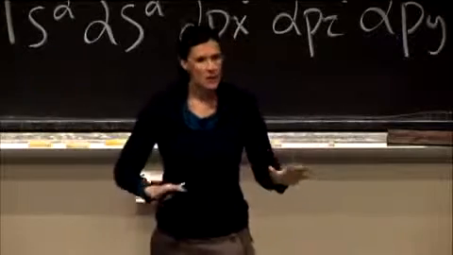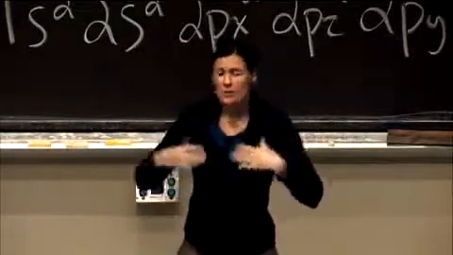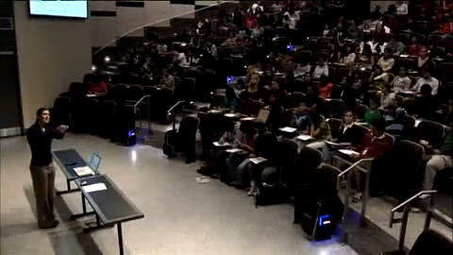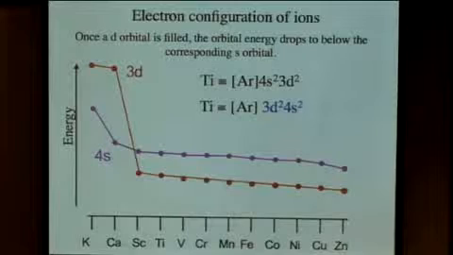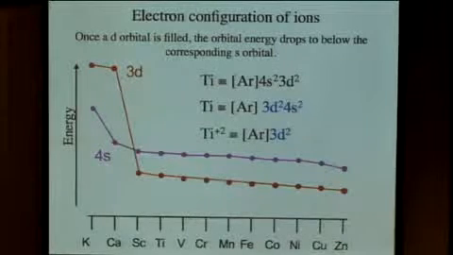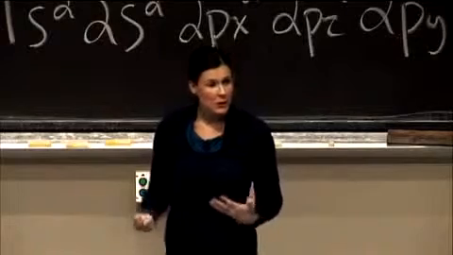I don't care how you do it on exams or on problem sets, but you do need to be aware that the 3d, once filled, is lower in energy than the 4s. And the reason you need to be aware of that is if you're asked for the electron configuration now of the titanium ion. So let's say we're asked for the +2 ion.